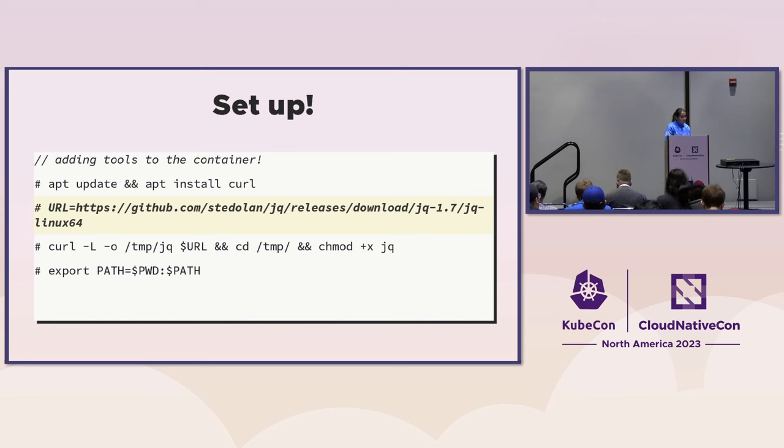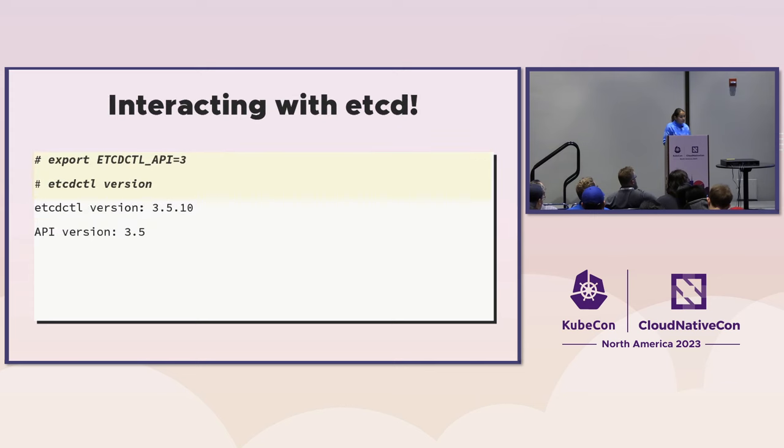So this is my setup. I have a local container running from the Bitnami etcd image, and I'm executing inside that local container. I'm adding a few tools here, curl, and also downloading another tool called jq, a JSON query tool. This is the URL I'm using. What I'm doing is finding the latest version of jq, downloading it, making it executable, and putting it in my path.